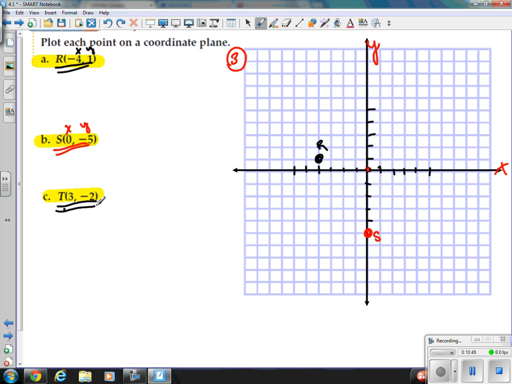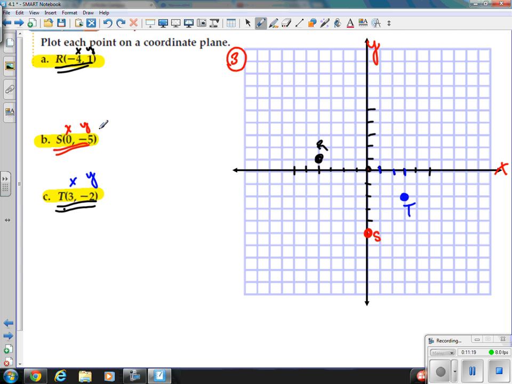And it says 3, negative 2. So once again, we start at the origin. And our x value is 3, so that means it's positive. So I'm going to go to the right 3. 1, 2, 3. And my y value is negative 2, so I'm going to go down 2. 1, 2. Put my point, label it point T. So that's all we have to do to graph our points. X value comes first, which means we're going to go left or right. Y value comes second, which sends us up or down.